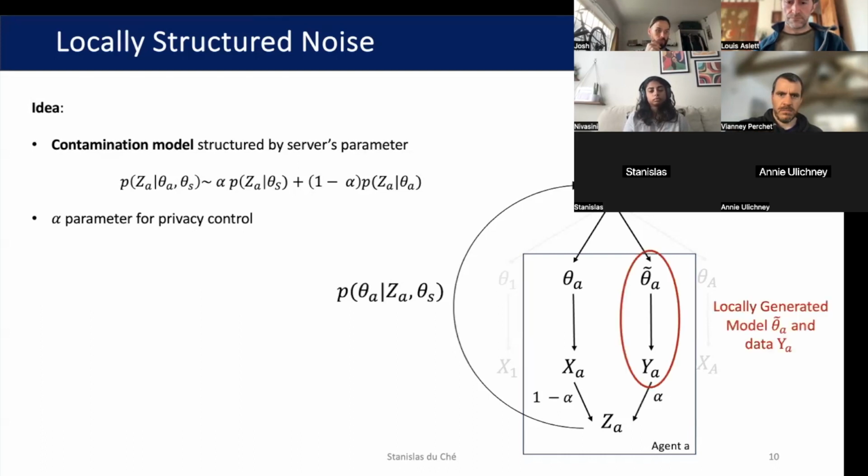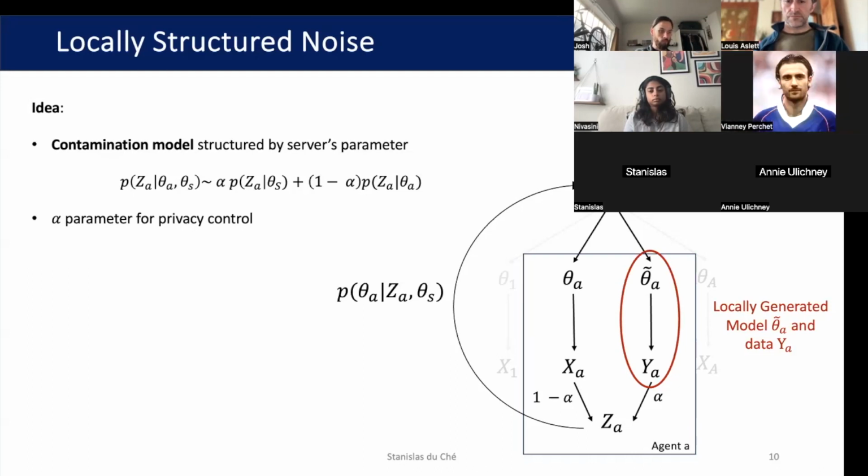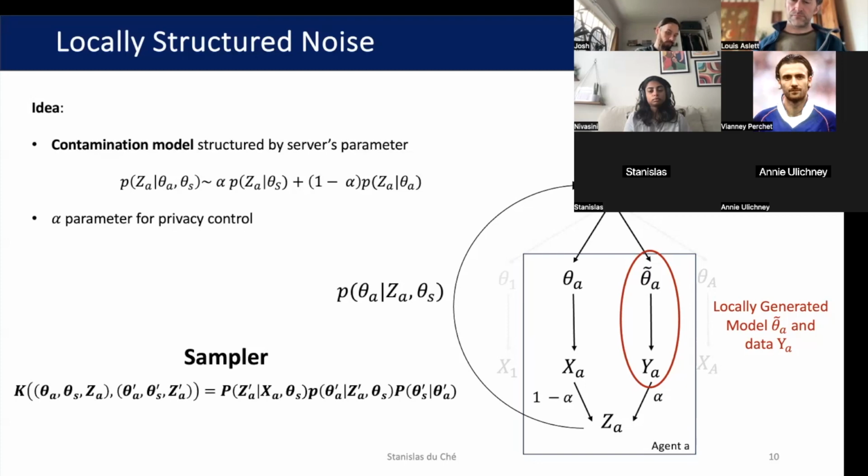I must insist that this local model and the data are drawn locally. As well, this proportion can be seen as a proportion. Theta A and theta S, what does theta A represent? The distribution that you wrote here? Yeah, it's not the inverse. No, you draw theta A from the posterior distribution. So you know theta S and you know the data here. You make as if you're taking the mixture data from A, just to update theta S. So we have a sort of sampler like that. We have theta A, theta S, Z A, and we try to update them. So I repeat, we draw the synthetic data set.